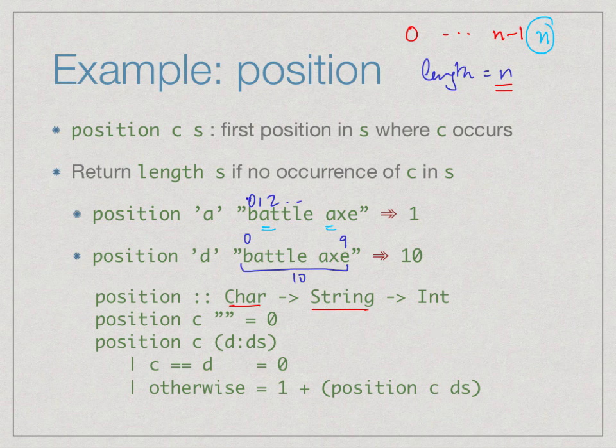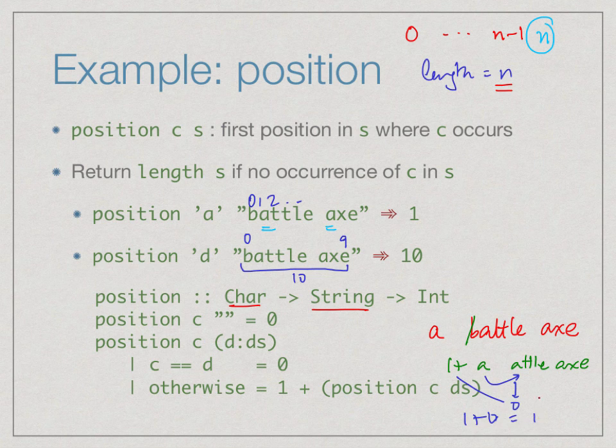So if I find, for example, in battle axe, I would first check A with battle axe, okay, and I would say that this doesn't match. So it will be 1 plus the position of A in attle axe. And now it comes back with a 0. So I get 1 plus 0 is equal to 1, which is the correct answer.